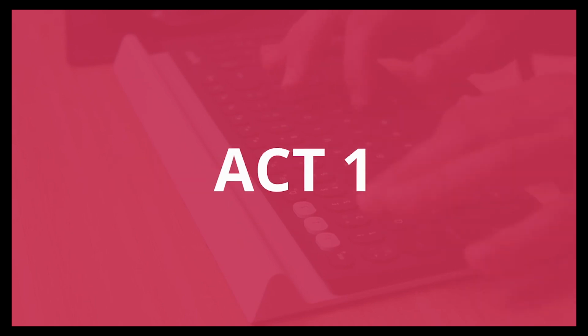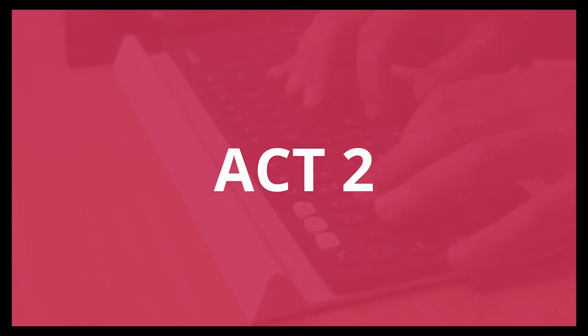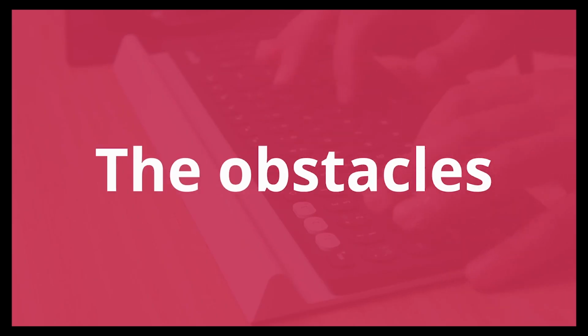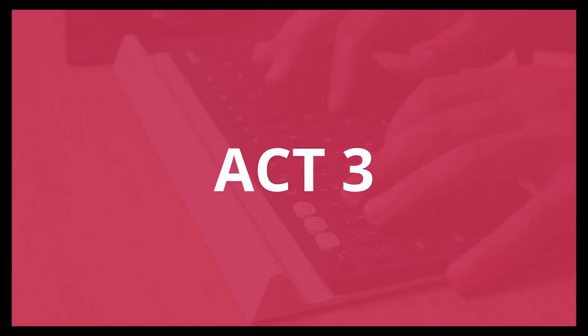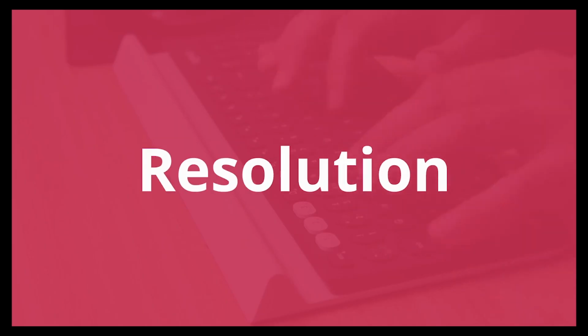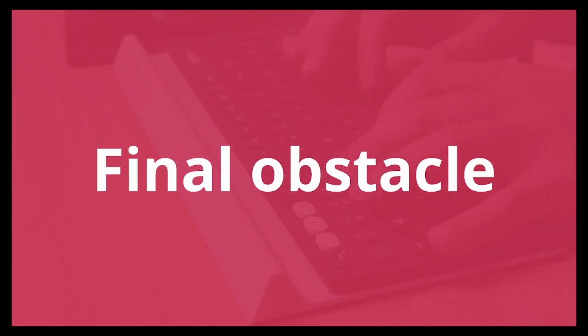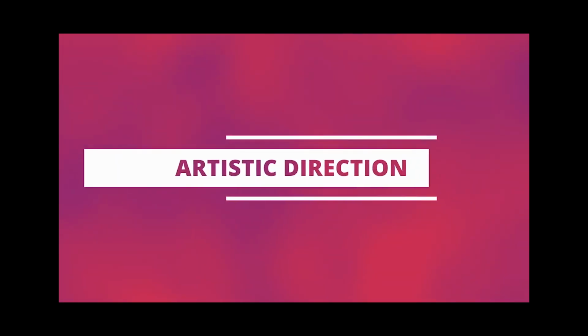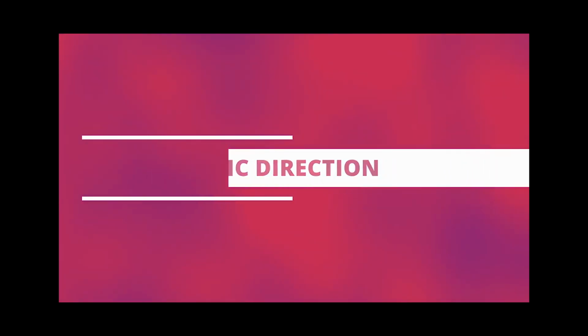Start with Act 1 and explain who, where, and when the action is taking place. Then move on to Act 2 and explain the entire journey and the obstacles to overcome. Finally, bring your journey to an end in Act 3. Everything needs to be resolved here. That's the final obstacle to overcome and the end of the journey for your character. Good luck.